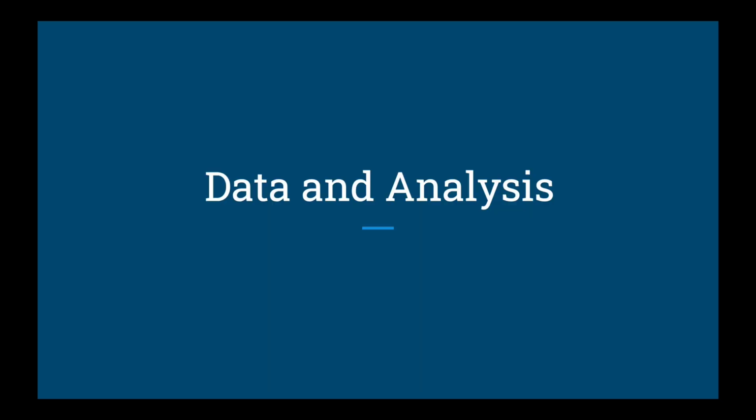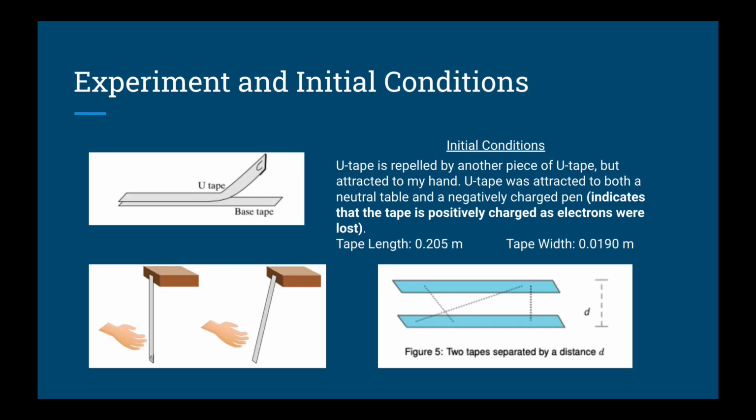Data and analysis. Initial conditions. The U-tape is repelled by another piece of U-tape, but attracted to my hand. The U-tape was attracted to both a neutral table and a negatively charged pen. This indicates that the tape is positively charged as electrons were lost in this process.